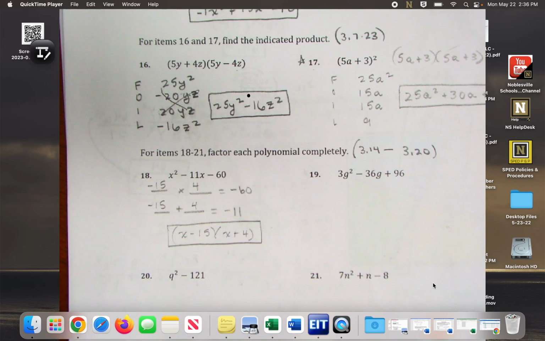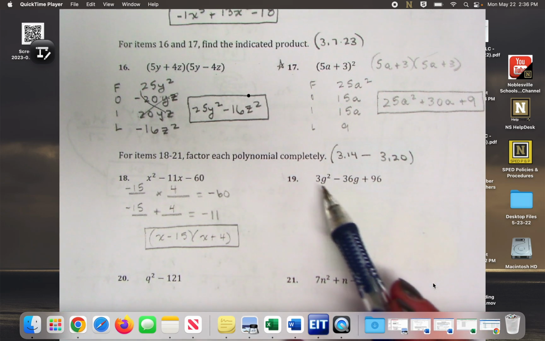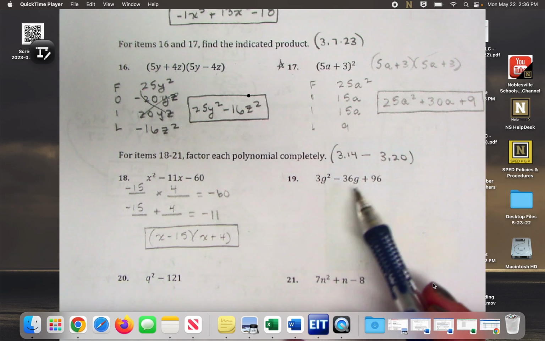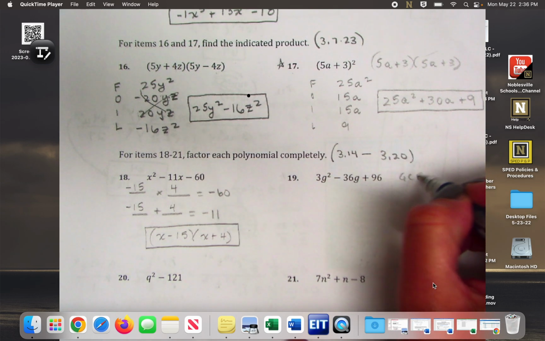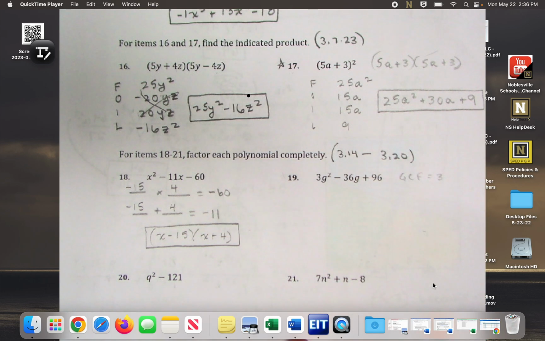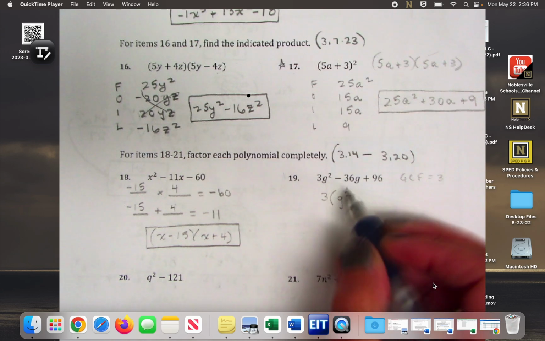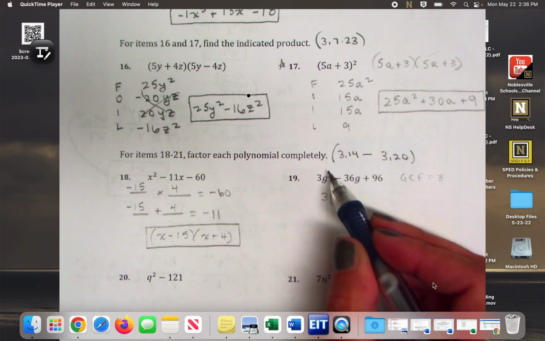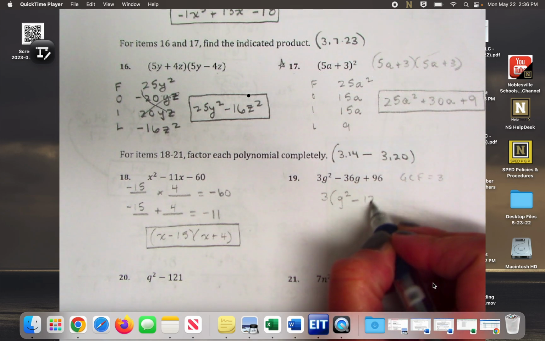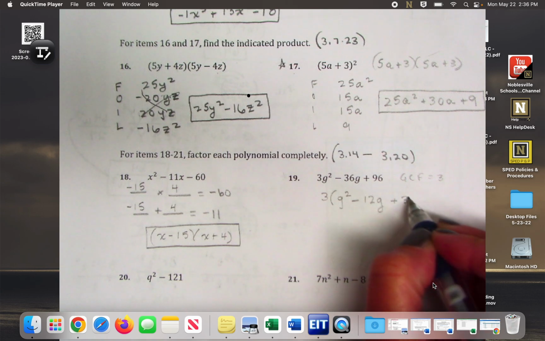Okay, for number 19, you can look here and you can remember one of the first things you should always look at is their greatest common factor. So my greatest common factor here is 3. So I'm going to do 3 times the quantity g squared, because 3 times g squared would give me 3g squared, minus 12g plus 32.